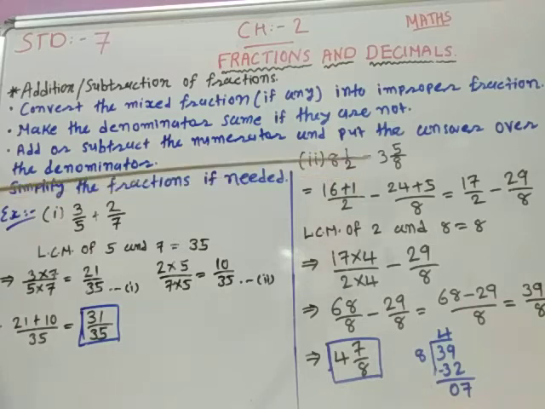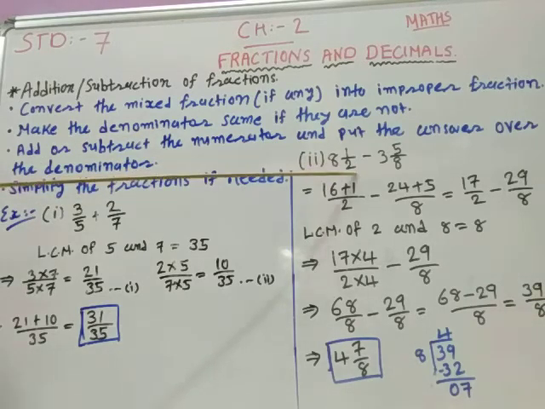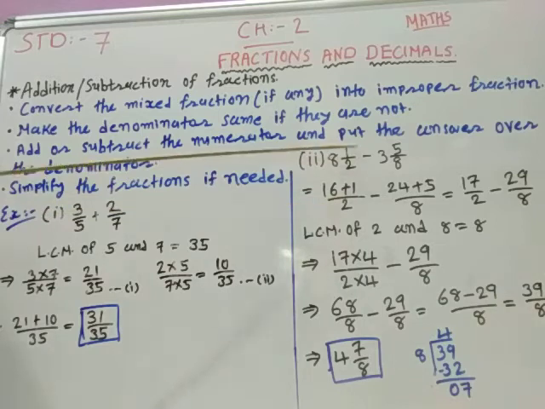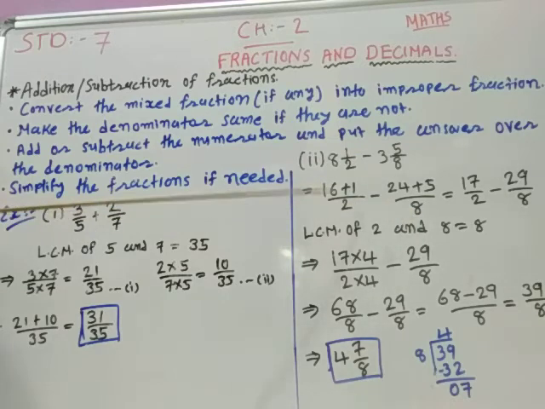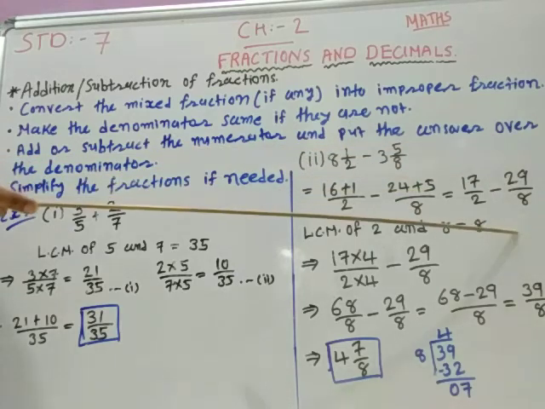8 1 upon 2 minus 3 5 upon 8. Here it's the mixed fraction. So first we have to convert it into improper fraction. For that we have to multiply denominator with the whole number and then add the numerator into it. Means 8 2s are 16 plus 1 divided by 2. Here 8 3s are 24 plus 5 divided by 8. 16 plus 1 is equal to 17 upon 2. 24 plus 5 is equal to 29 upon 8.